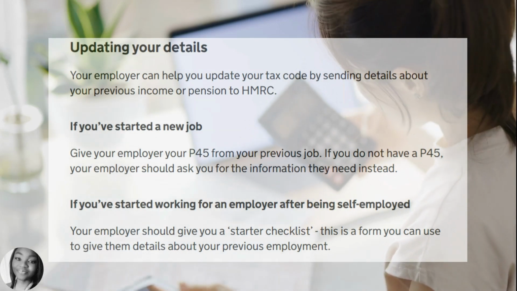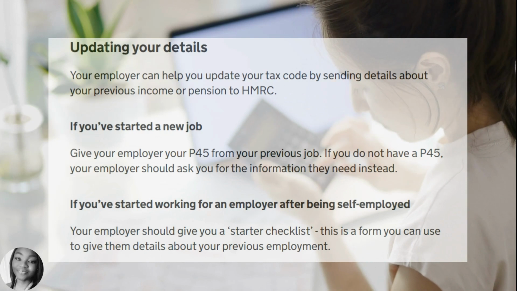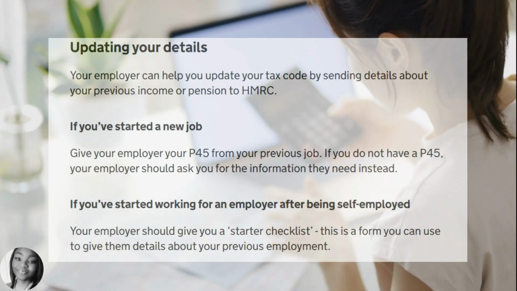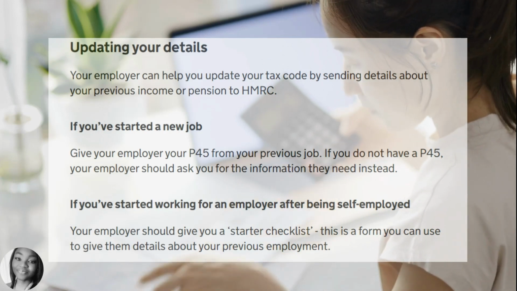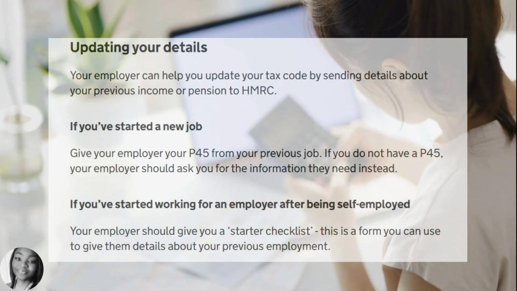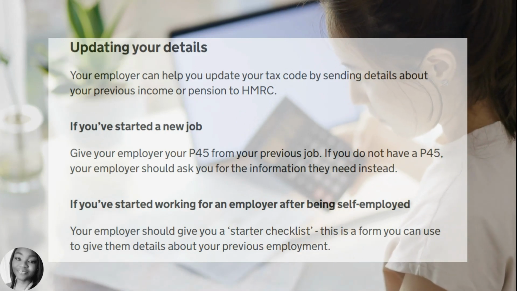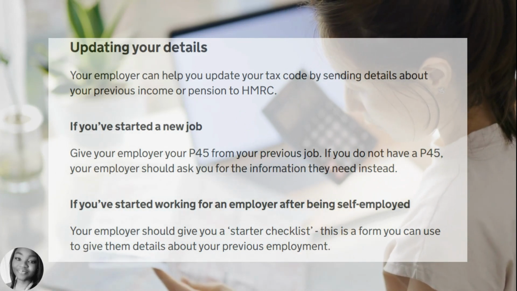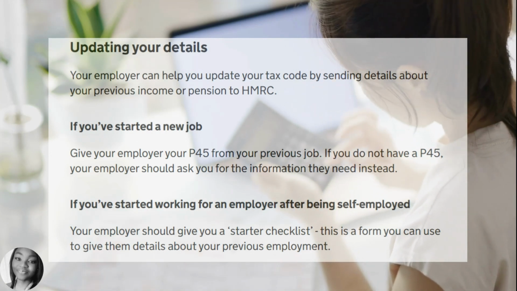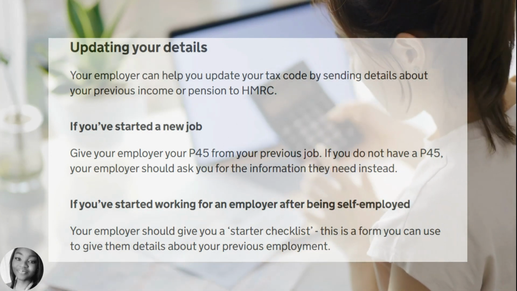If you have been working for an employer after being self employed, your employer should give you a starter checklist, and this is a form you can use to give them details about your previous employment. A link to the various tax codes will be in the description area. It will lead you to the HMRC website where you can find all tax codes and what they mean, and you can find out whether what is on your payslip reflects your situation.